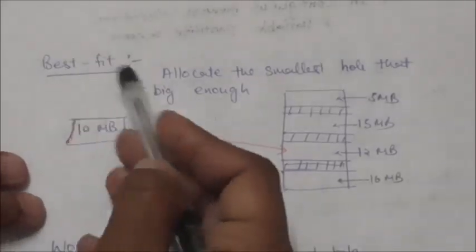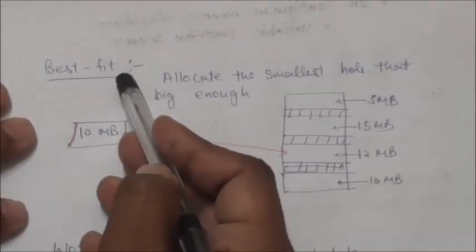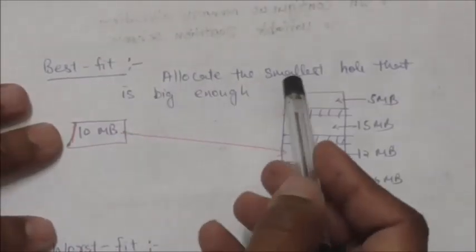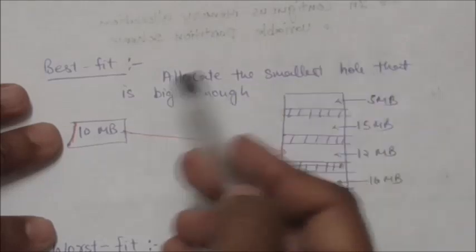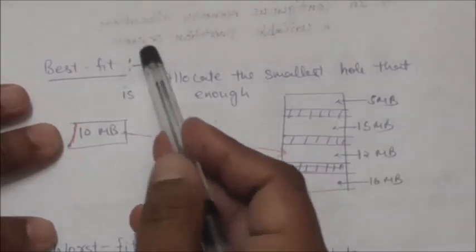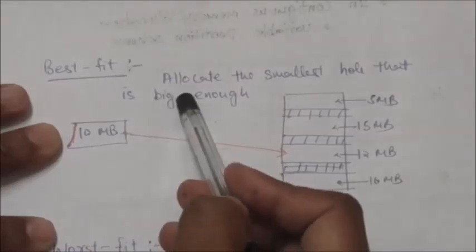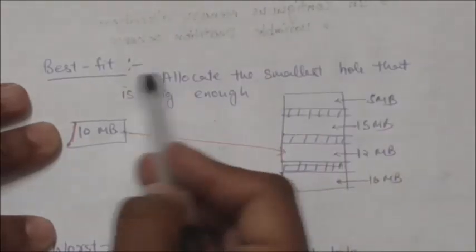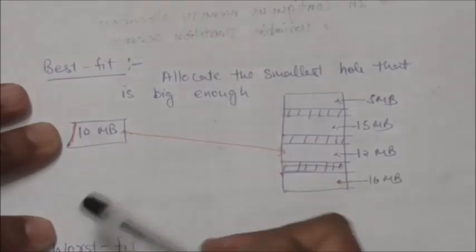Now what happens in best fit? In best fit, the smallest hole that is big enough is allocated. So whenever there is a request of size n, the smallest hole that is big enough is allocated.